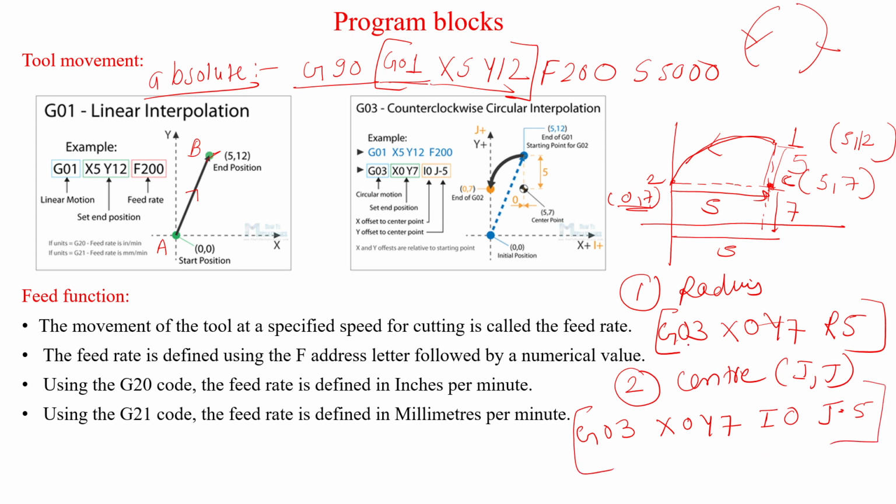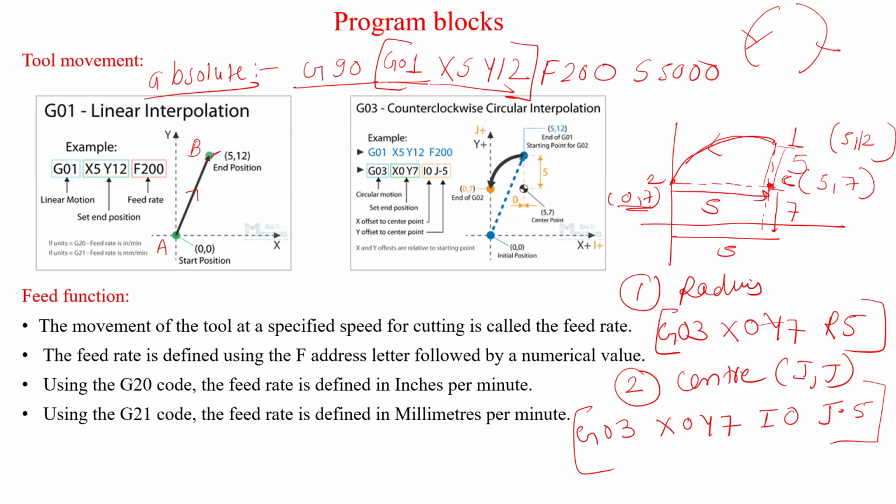See, G03 is for counterclockwise, X0 Y7 is the final position, and if you are using radius, just write the radius. For any circular interpolation, first locate the center. After locating the center, if you want to code by the radius method, you see which direction it is. If it's clockwise, use G02. If it's anti-clockwise, use G03. Then you write the final position. Always write the final position. Final position is what? X0, Y7. Okay? And write the radius. What is the radius? 5, R5.